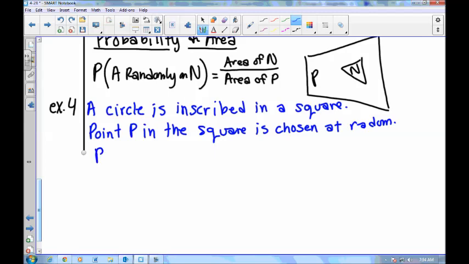What's the probability that Q lies on the shaded region? So I'll have to draw you the picture here in just a sec. What's the probability that Q is on the shaded region?